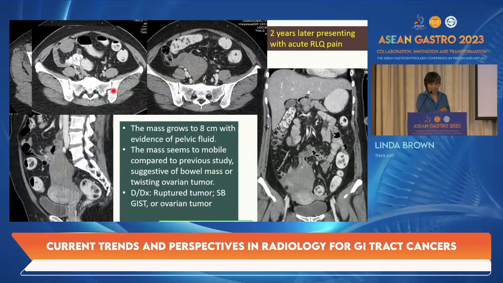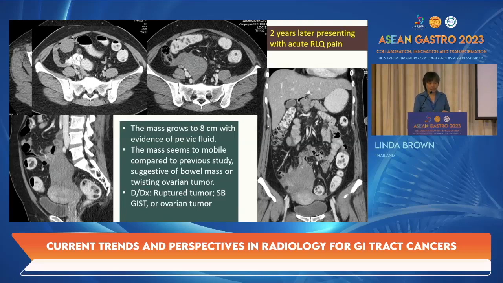This is the old study. This has moved to here. There's some mobility, so suggestive that this mass is probably attached to the bowel, and then the bowel keeps swinging, or it's at the adnexa and it twists. So we think that the tumor that we saw grows and then ruptures, causes bleeding.